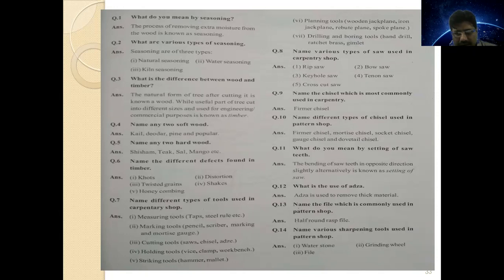The file which is commonly used is the half round rasp file, and there are various sharpening tools, grinding tools, water stones, and files, etc. So these are basically the tools that are used in the carpentry shop. We have discussed all the problems, and mostly we will discuss the important questions, and clarifications will be discussed. If you have any, you can get in touch.